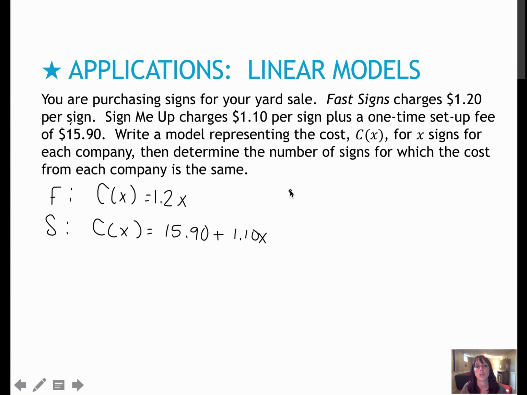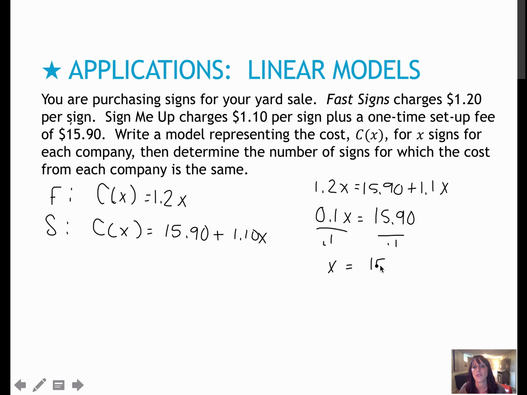So now I need to determine for what number of signs the cost is the same. So it would make sense that the cost would equal the cost. So 1.2x would equal 15.90 plus 1.1x. This is how I would solve to find when they are equal. So I'll subtract that 1.1x from each side, which gives me 0.1x equals 15.90. And then, of course, I would divide each side by 0.1, which is really the same as multiplying it by 10, which gives me x equals 159.